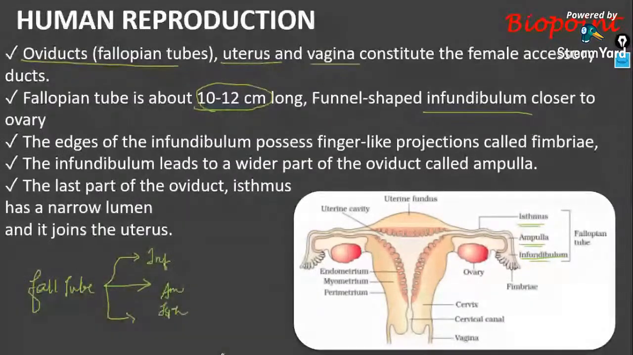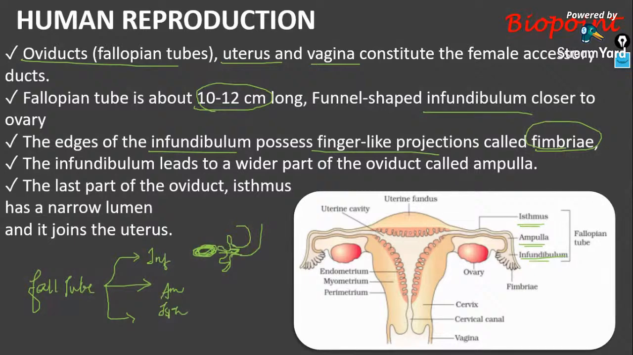Okay, so guys, the infundibulum is the part of the fallopian tube which receives the ovum. It has finger-like projections called fimbriae. When you're drawing it, you will draw a structure like this, and here you will draw the finger-like projections. The ovum is directly taken away by the fimbriae of the infundibulum. So the edges of the infundibulum possess finger-like projections called fimbriae.